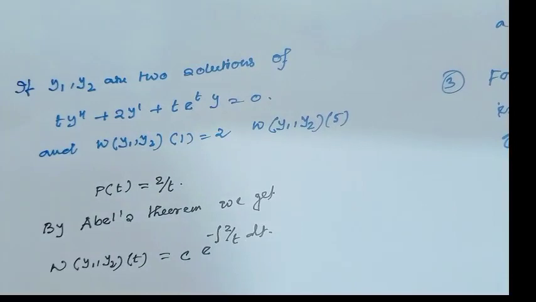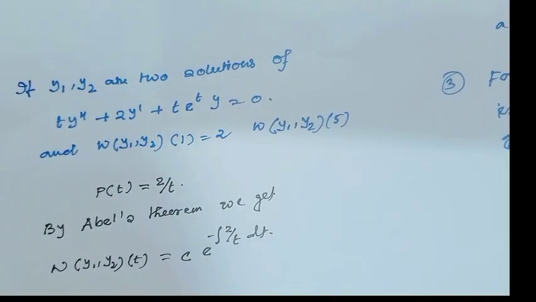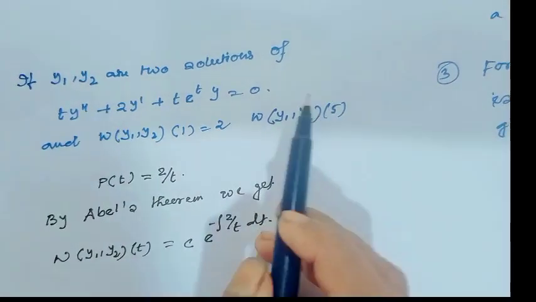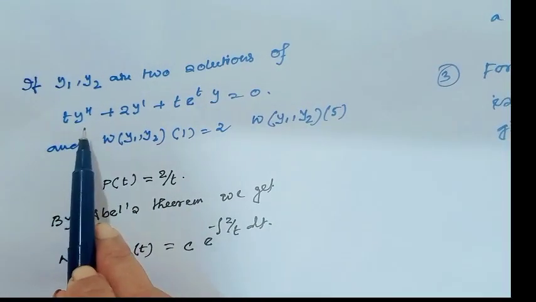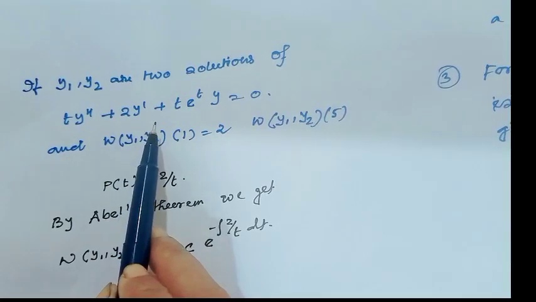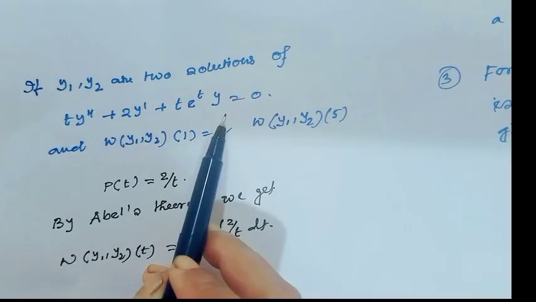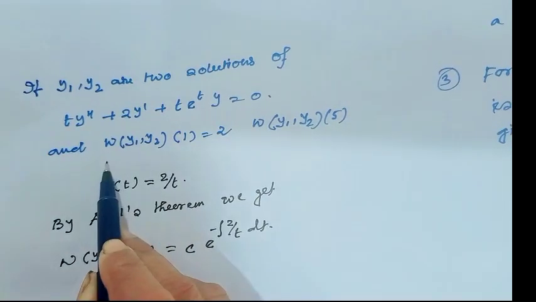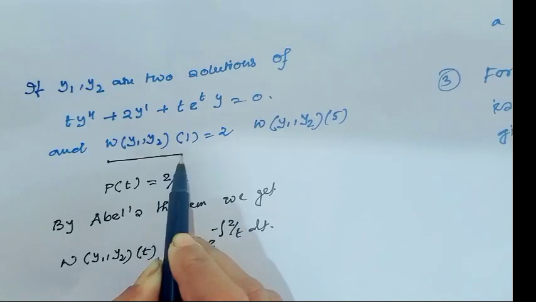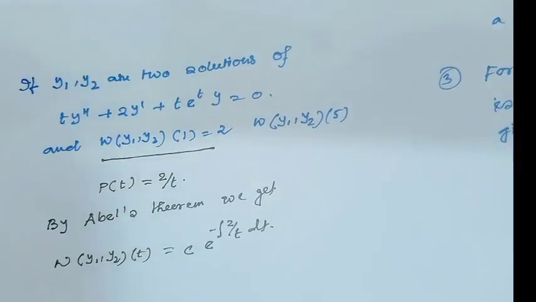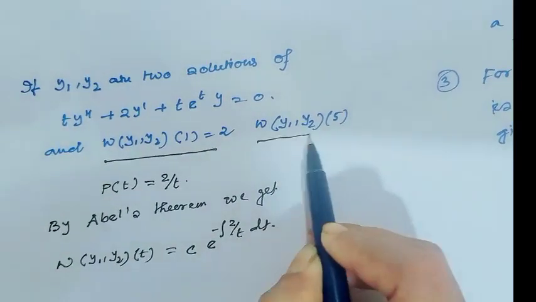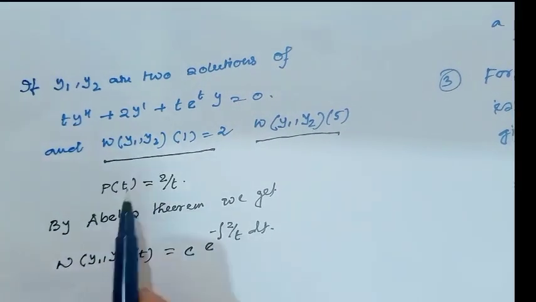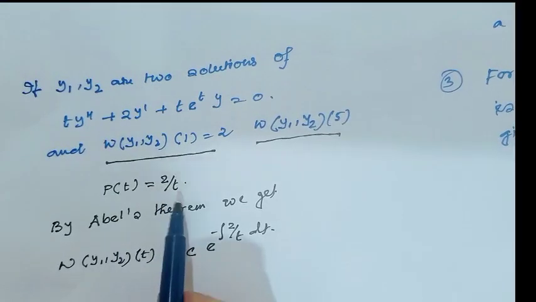We will see one similar type of solution using Abel's theorem. Here the question is: if y1 and y2 are two solutions of the equation t y double prime plus 2y prime plus t e to the power t y equal to 0, and the Wronskian of y1, y2 at the point 1 equal to 2, we have to find the Wronskian of y1, y2 at the point 5. Here obviously p(t) equal to 2 over t.